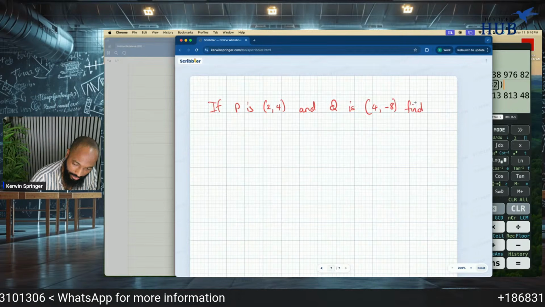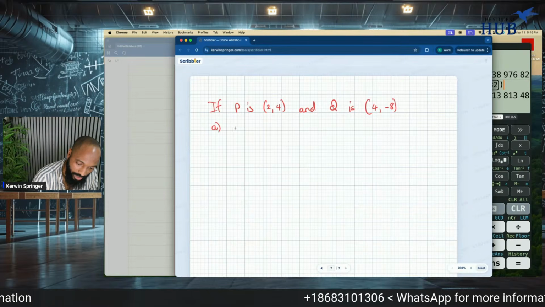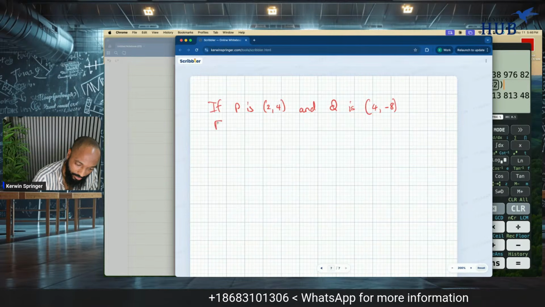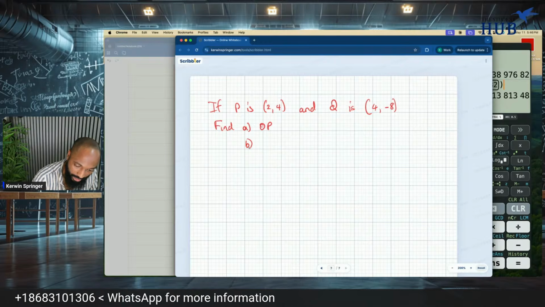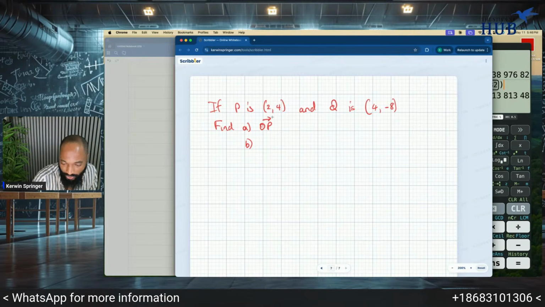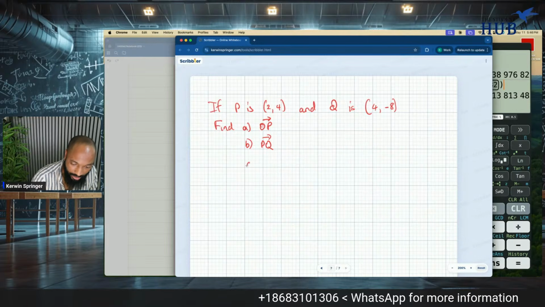Find, I'll give you an easy one. Find an easy one to start with. OP, then they will usually just give you one position vector. Then they'll give you like PQ, and then C.